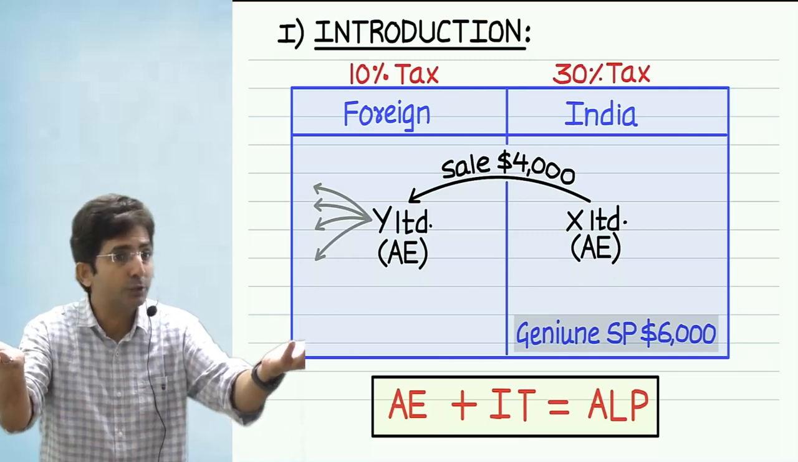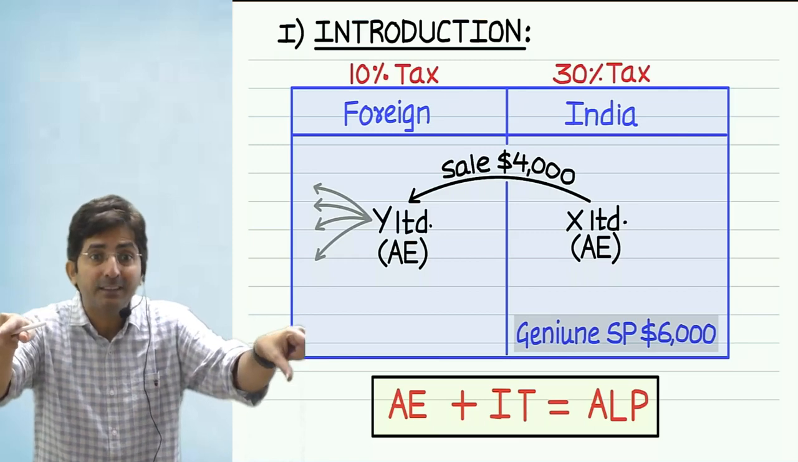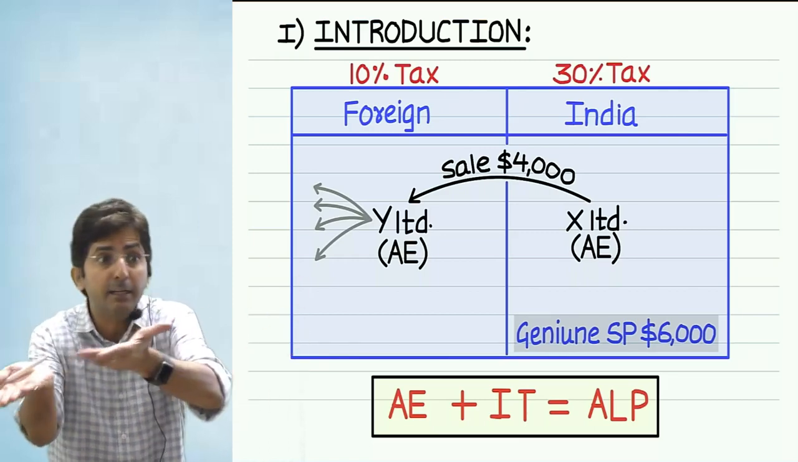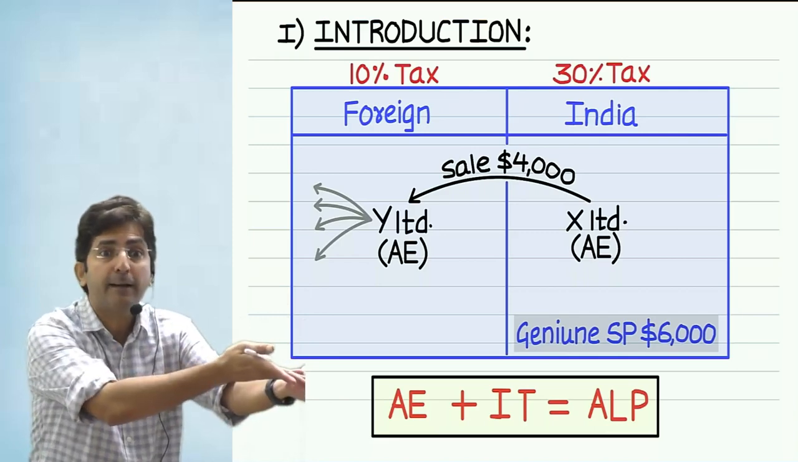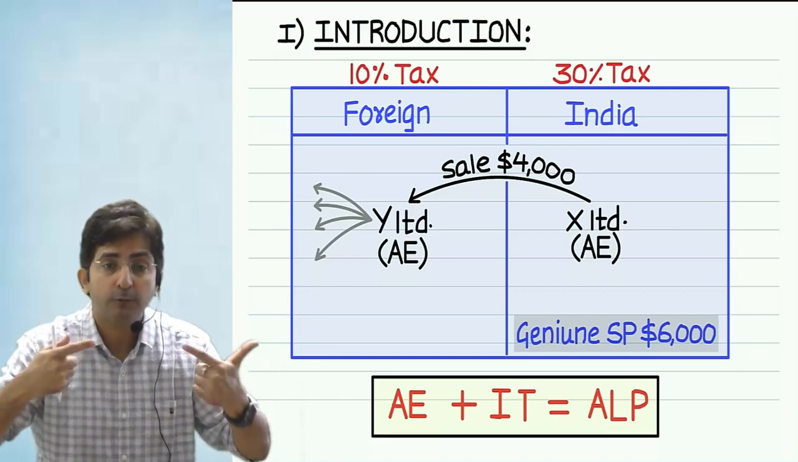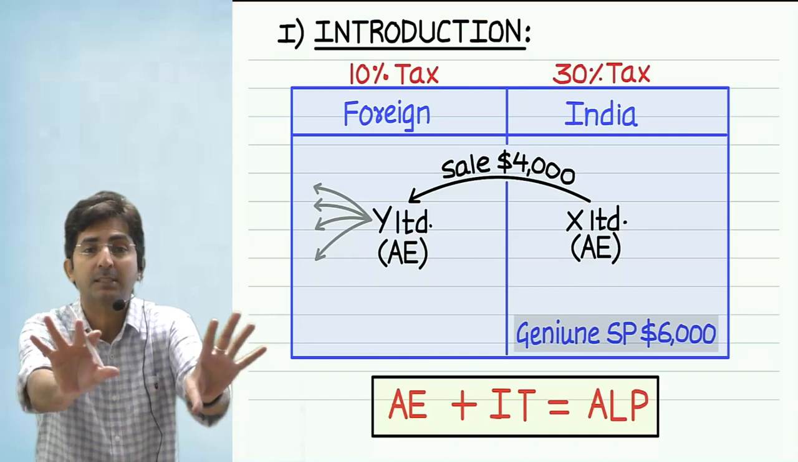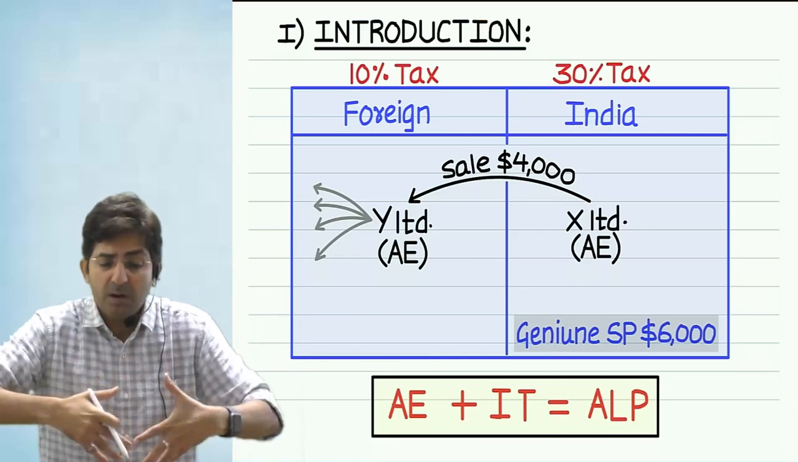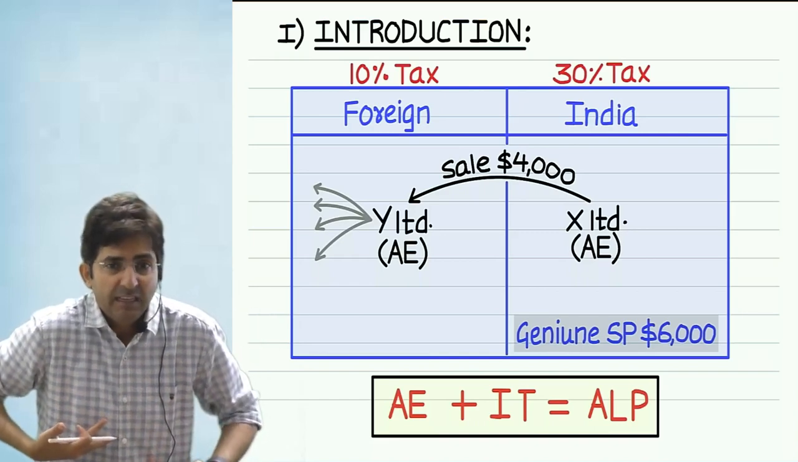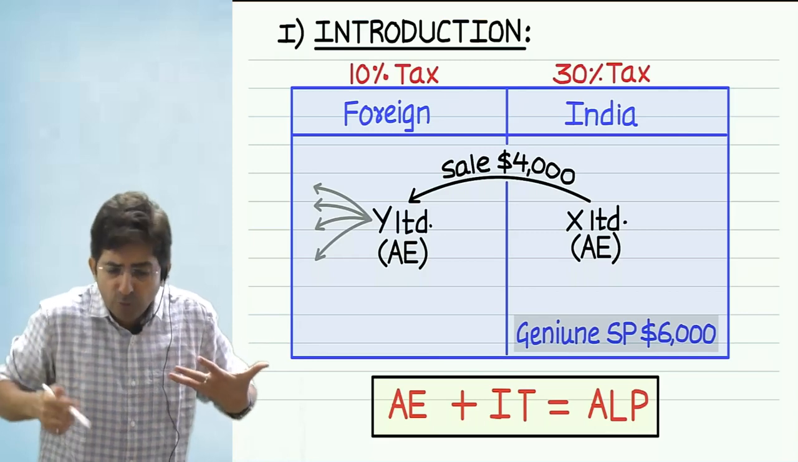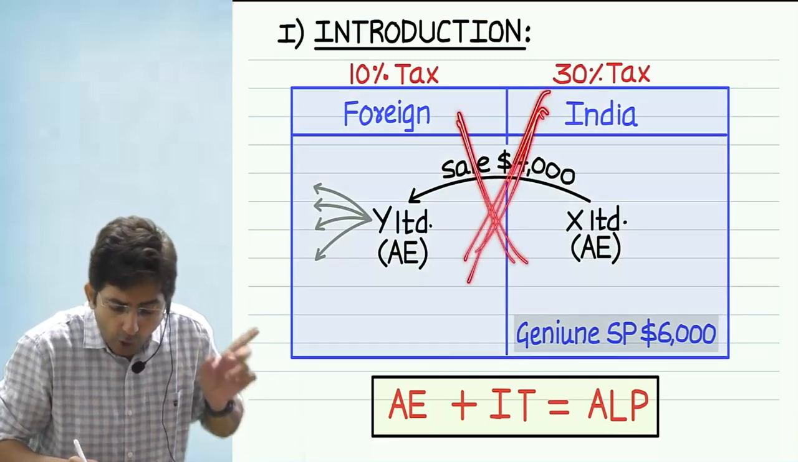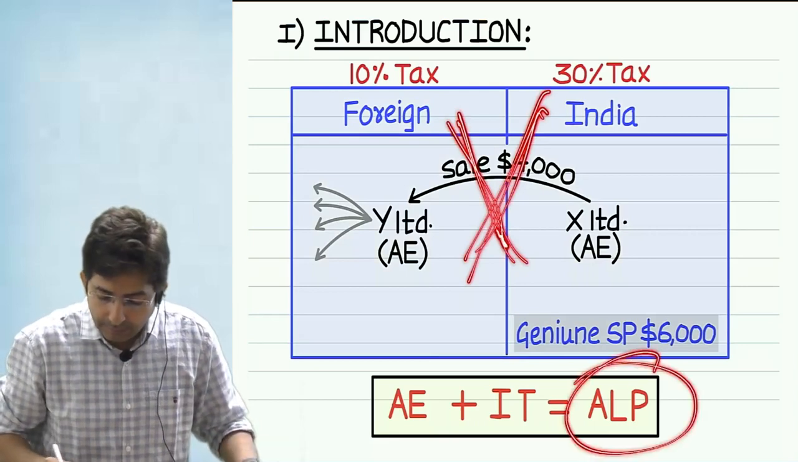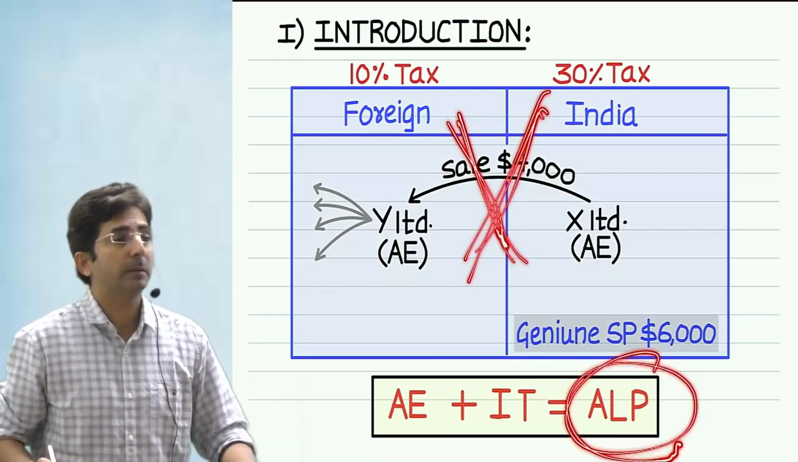Because they can see association. When there is an association, definitely something is fishy, and especially it's an international transaction. Meaning in that fishy activity, profit is getting shifted. Once the law sees the combination of AE plus IT, blood will start boiling. And in that boiling state, what will they do? They will simply reject your price and they will calculate the arm's length price.